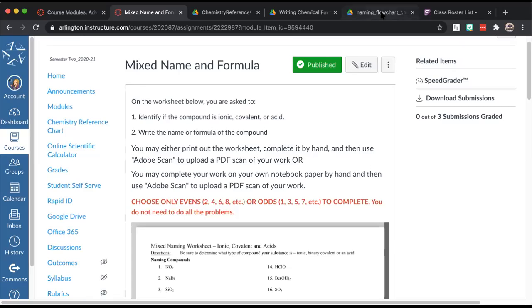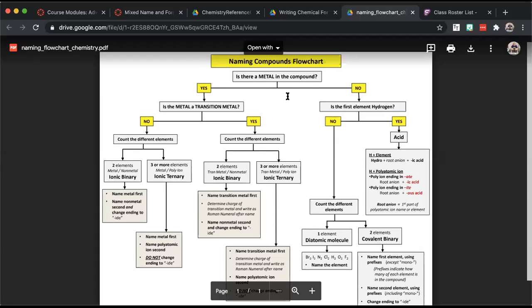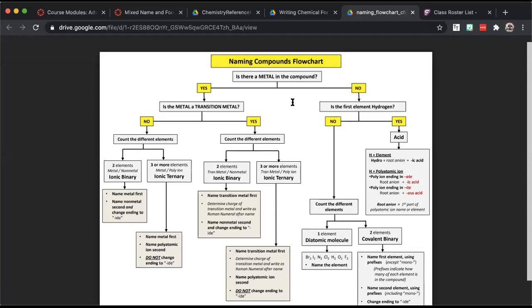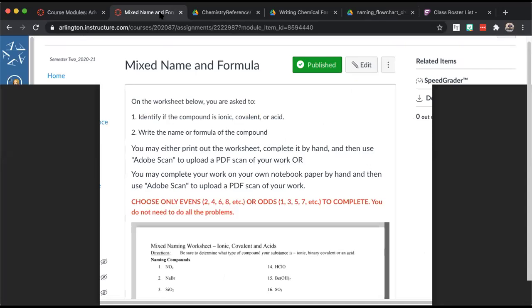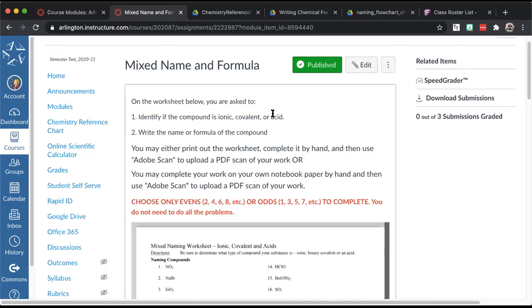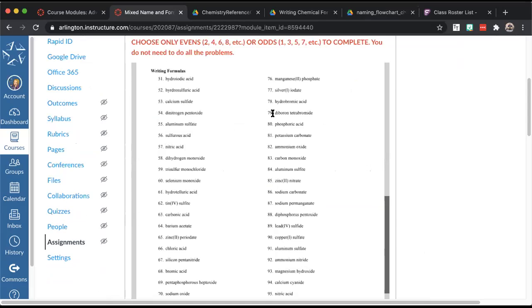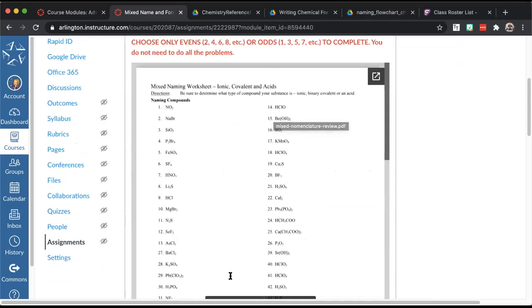Because if we look at the naming flow chart, if I don't know if it has a metal or not, then I'm not going to be able to answer the questions. I'm not going to be able to get down to, oh, this is an acid, or oh, this is covalent, or all these are ionic. So if I don't know which type it is, then I'm not going to know which method to use to write the name. For the other page, which has 51 through 100, on those you're given names.